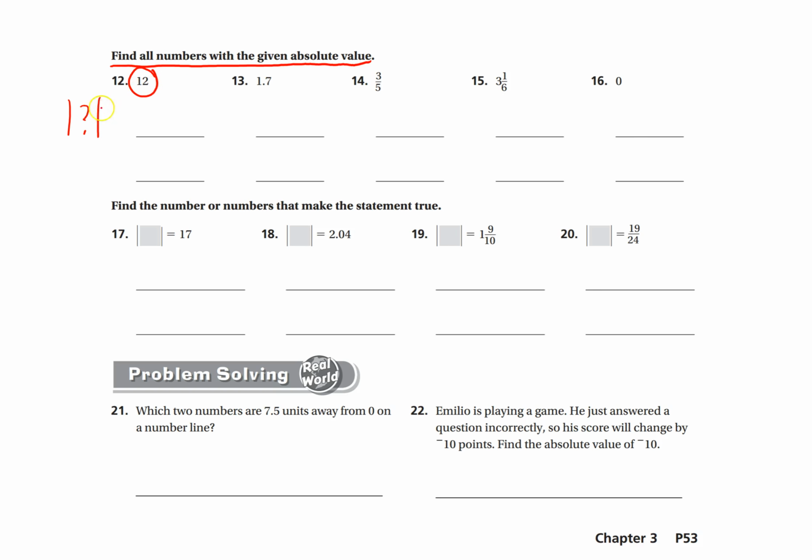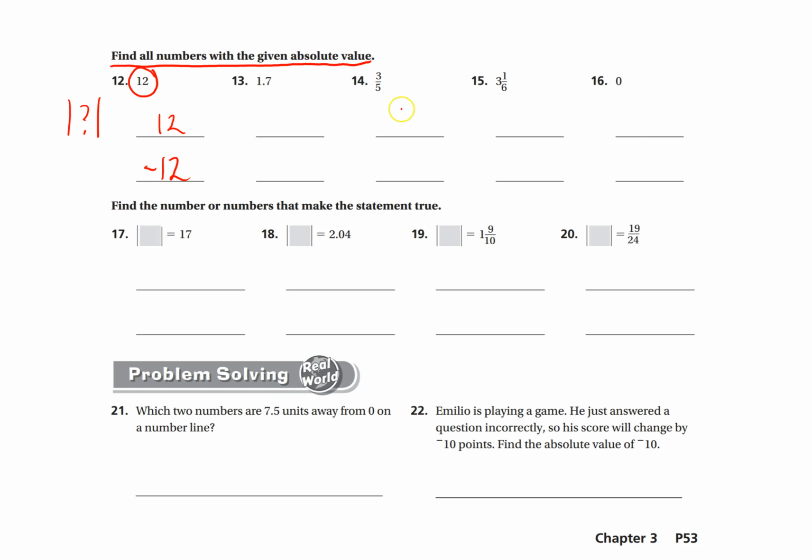So, what number could be inside those brackets that would give you an absolute value of 12? Well, of course, 12 would work. And what else would work? The opposite of 12, negative 12. Both of these numbers have an absolute value of 12. They are both 12 units away from 0 on a number line.